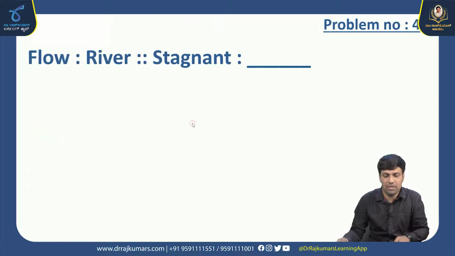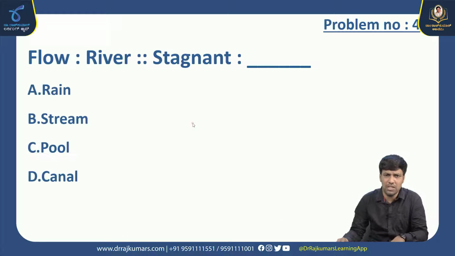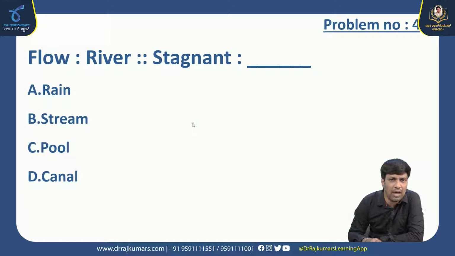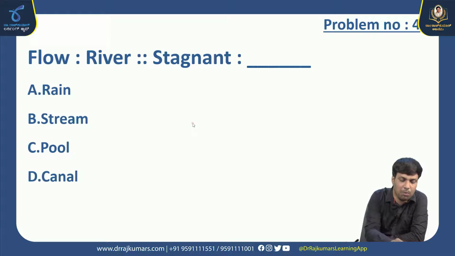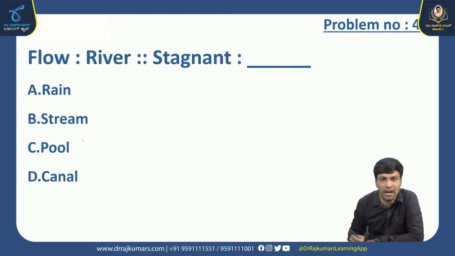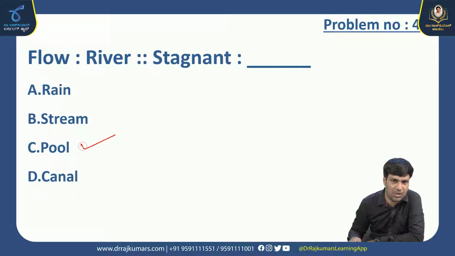Moving on to our next question. Flow relates to river whereas dash relates to what? From this we can conclude that the subject is related to the movement of water. Usually in a river we see the water in a flowing condition, right? We need to choose the word where the water is not in a current mode. The options are rain, stream, canal and pool. In rain, stream and canal we see the water in a movement condition or flowing condition. Only in the pool option do we have the water in a stagnant condition. So the right option for this question is answer C.